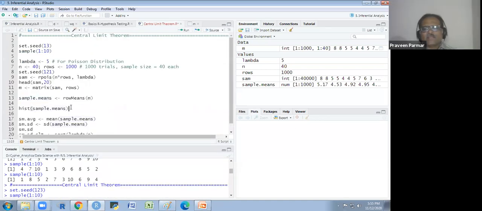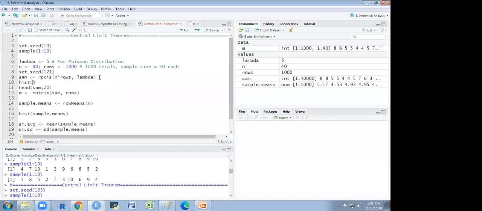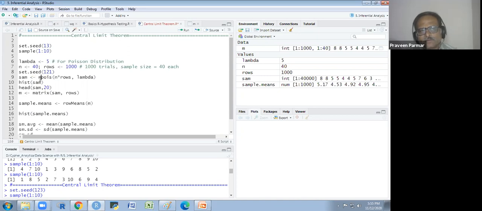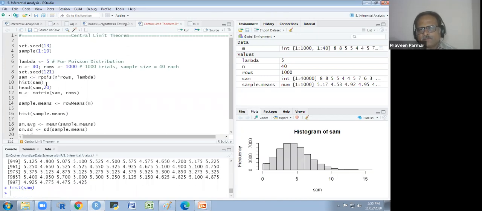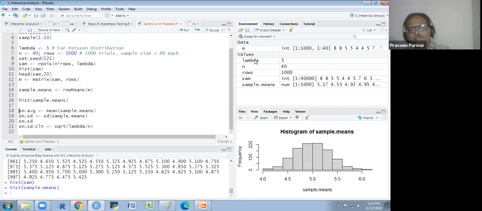Now I will make a histogram. If I make a histogram of this random Poisson data, what will happen? First I make a histogram of this. It will not be normal, because it is a random Poisson distribution. You will see it is like that, a Poisson distribution. But if I make a histogram of these means, you see the difference in both histograms. So it is normal.